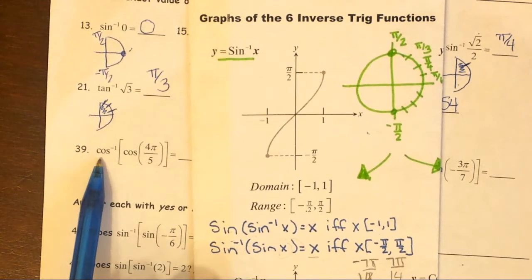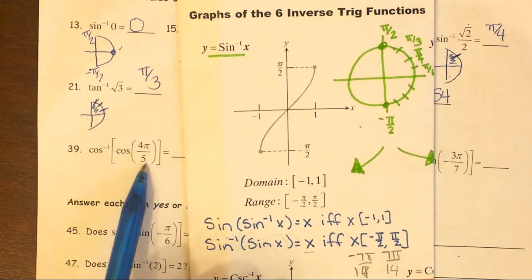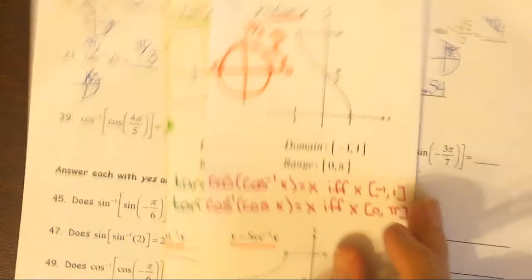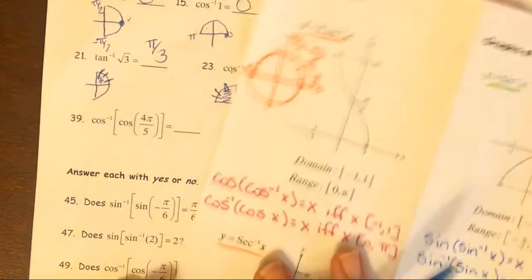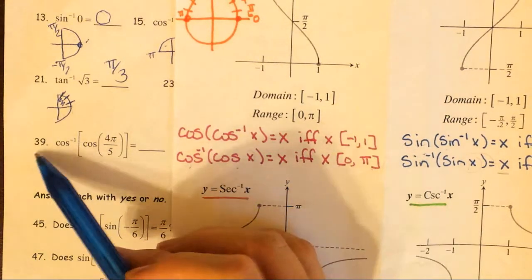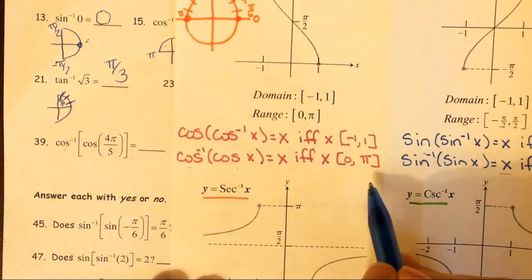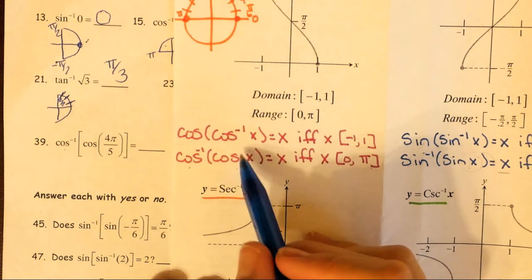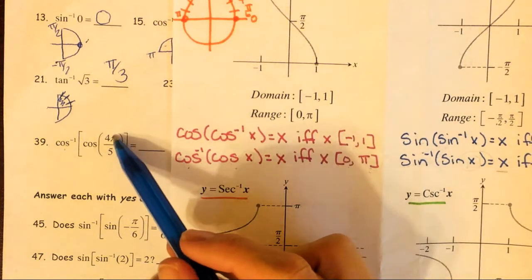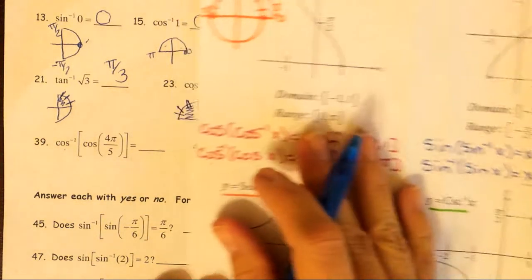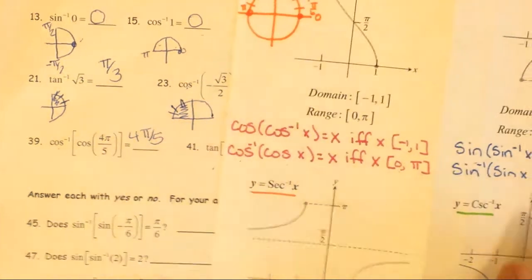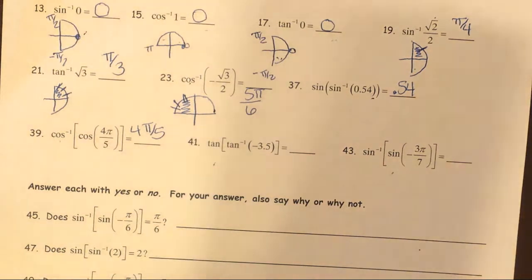Okay. The next one says cosine inverse cosine of 4 pi over 5. So I'm going to go find my cosine rules. So here's my cosine rule. And it says cosine inverse cosine. This has the inverse first, so I'm going to use the second rule. And it says whatever's inside is going to be the answer if it's between 0 and pi. Well, 4 pi over 5 is between 0 and pi. So my answer is 4 pi over 5. Done.